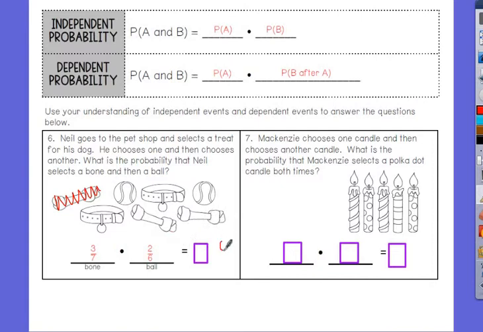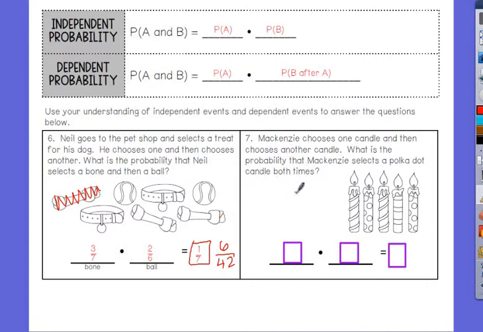2 times 3 gives me 6. 7 times 6 gives me 42. Can that simplify? 2, 1, 7. So my probability of both of those two things happening is 1/7.